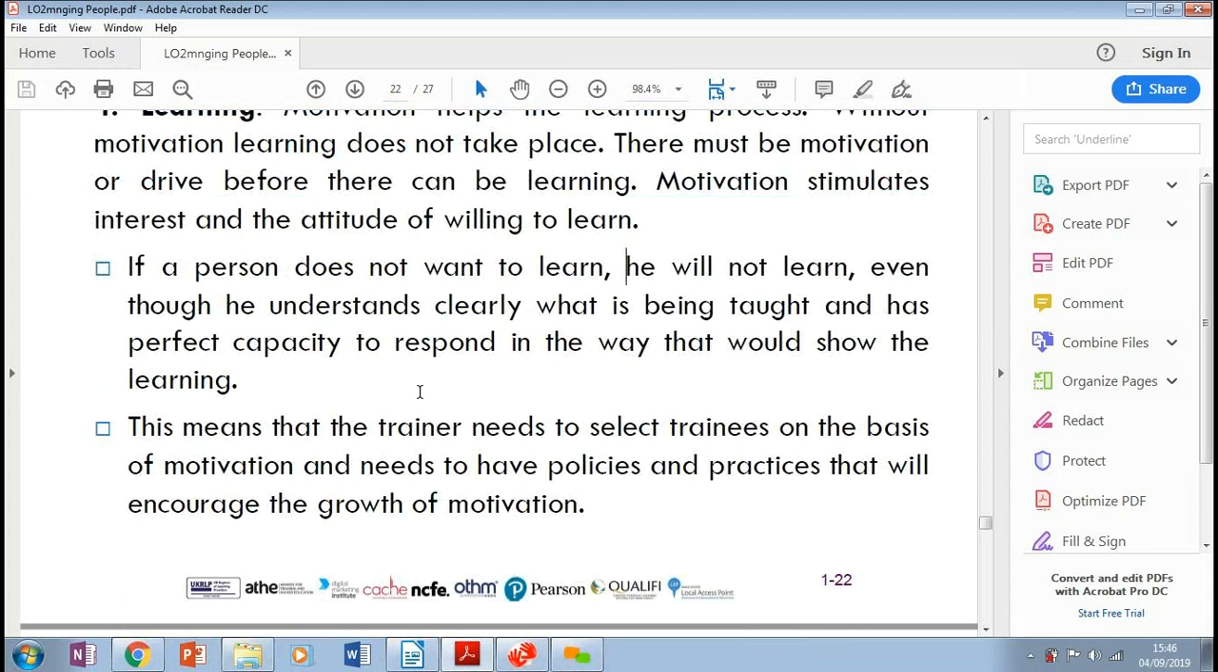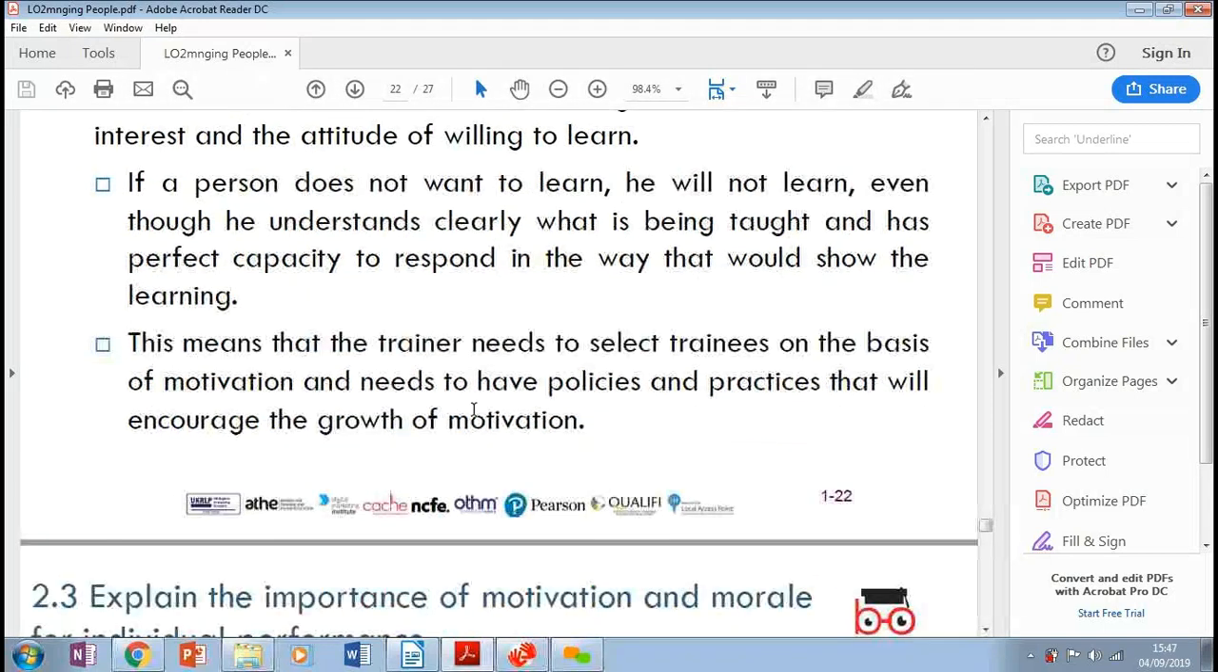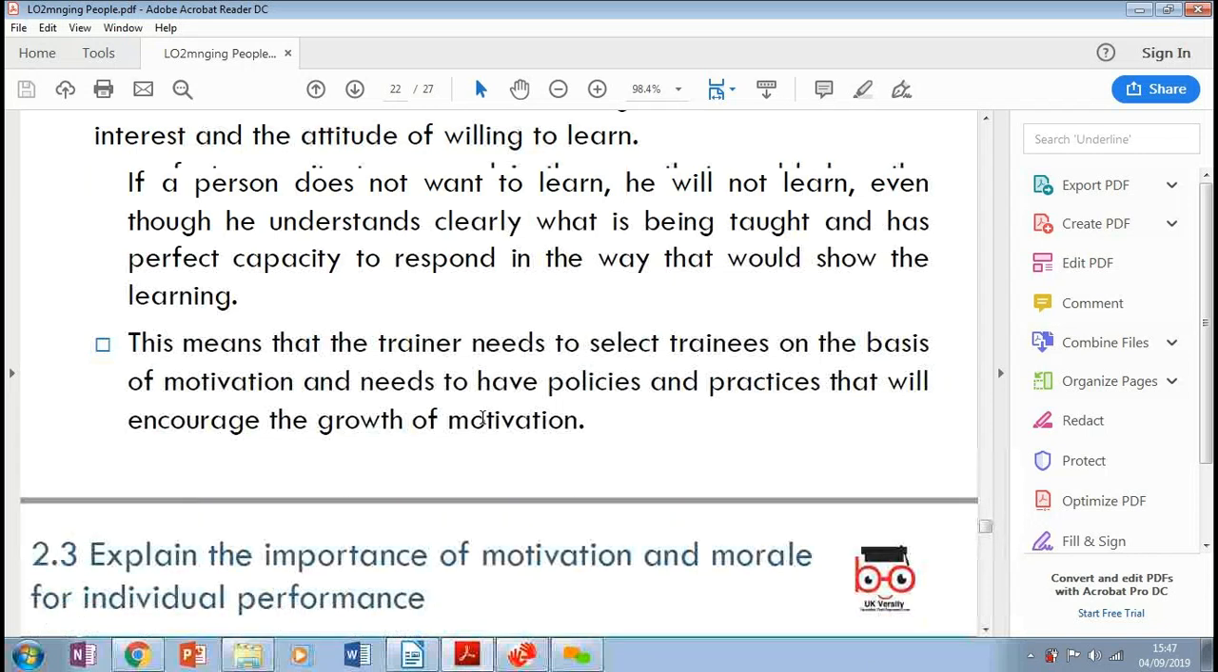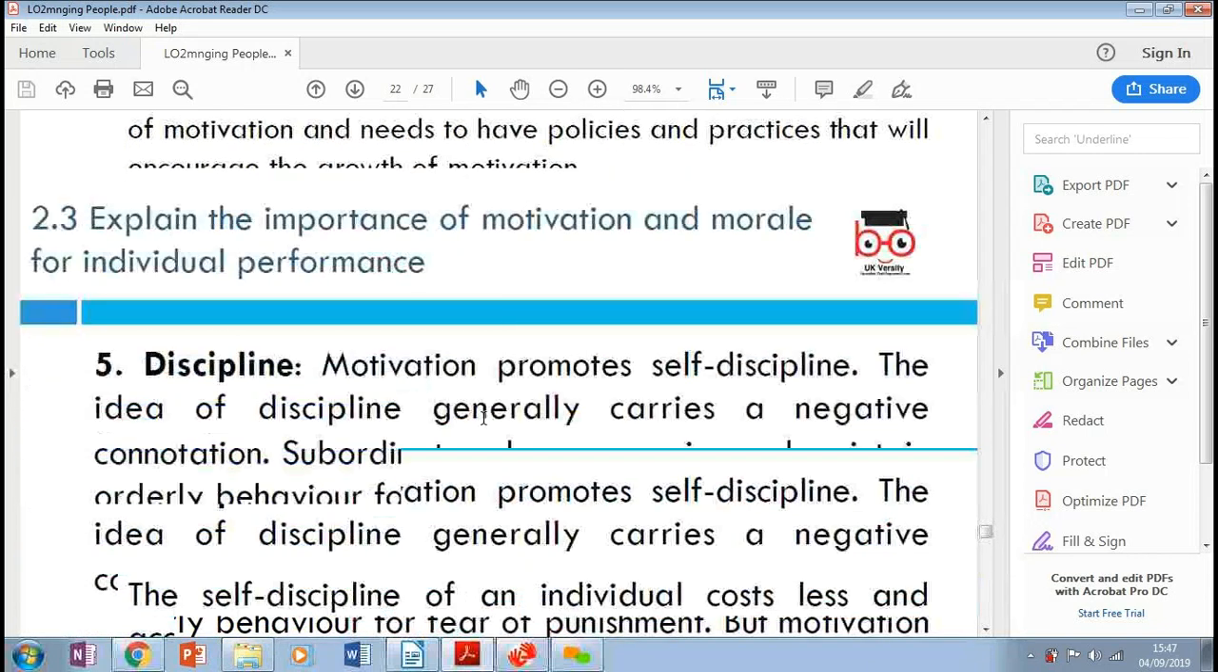There's other units on human resource management, which will go into this more, and this really overlaps on that. The trainer needs to select trainees on the basis of motivation, and there are other quantifiable characteristics that they'll be using in order to select trainees. Okay, again, some platitudes here. Encourage the growth of motivation. Okay.